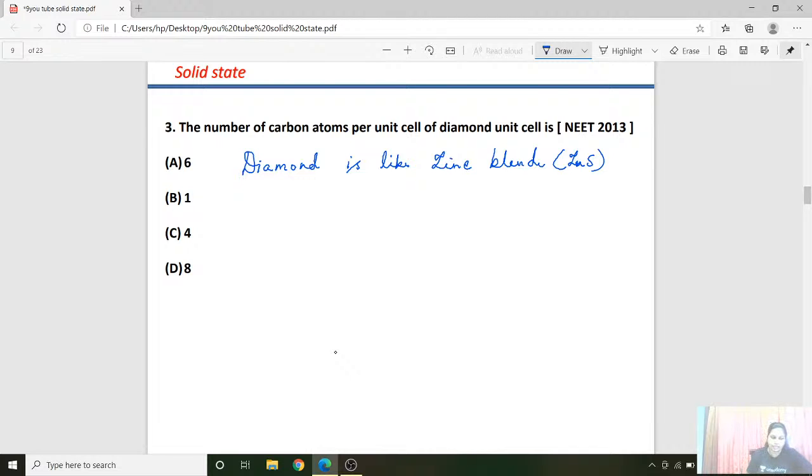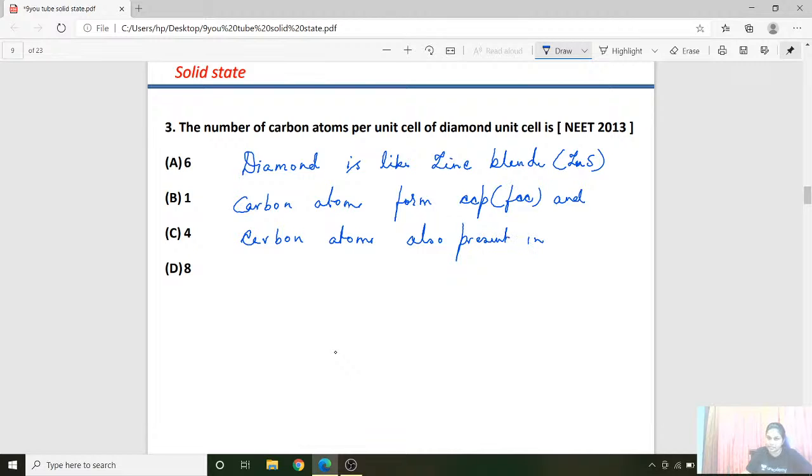Now here in this case, in diamond the carbon atoms form CCP, or you can say FCC. So in diamond, the carbon atoms form CCP or FCC. Zinc blende is also like that, isn't it? And the carbon atoms are also present in half of the tetrahedral voids.